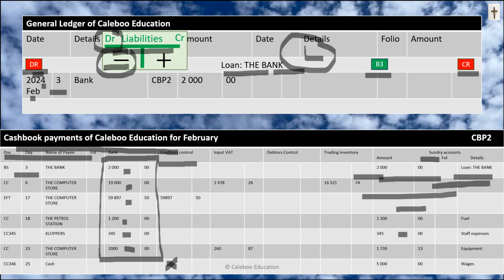because it appears under sundry in the Cashbook payments. Under details, the name of the contra account, the other account affected by the transaction, is bank. Where did we get the information from?